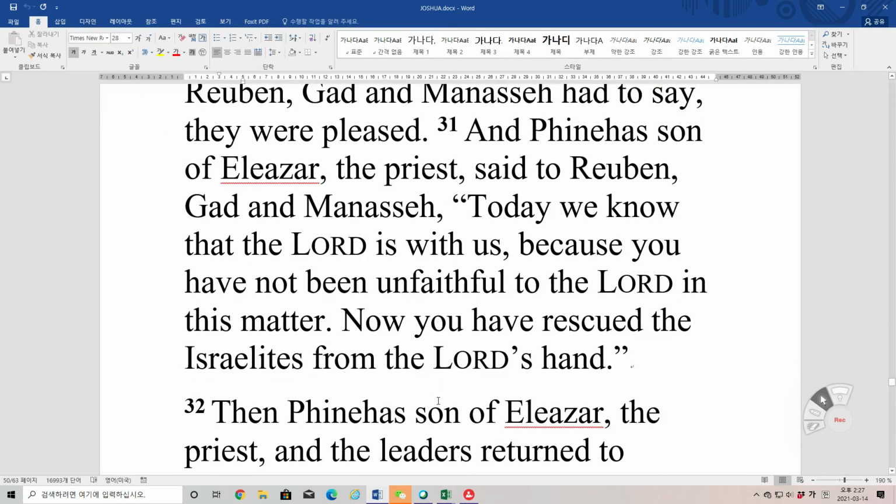they were pleased. And Phinehas, son of Eleazar, the priest, said to Reuben, Gad, and Manasseh, "Today we know that the Lord is with us, because you have not been unfaithful to the Lord in this matter. Now you have rescued the Israelites from the Lord's hand."